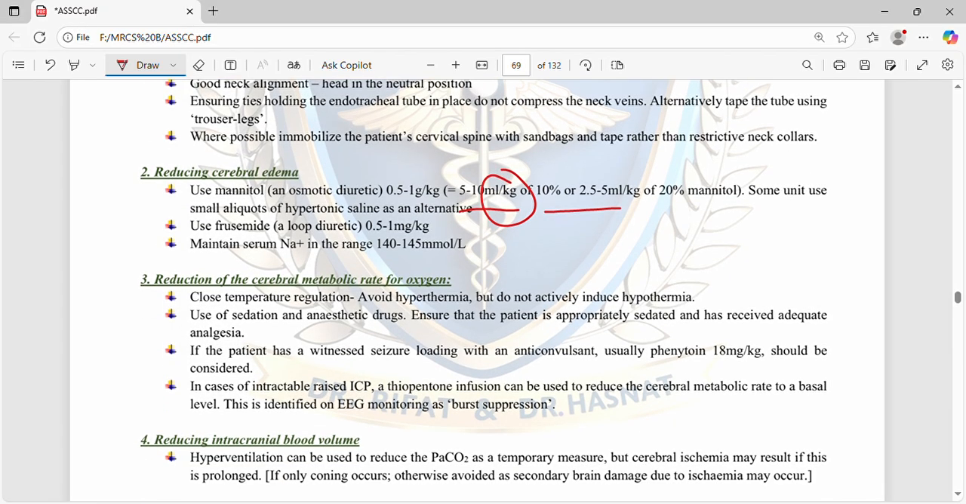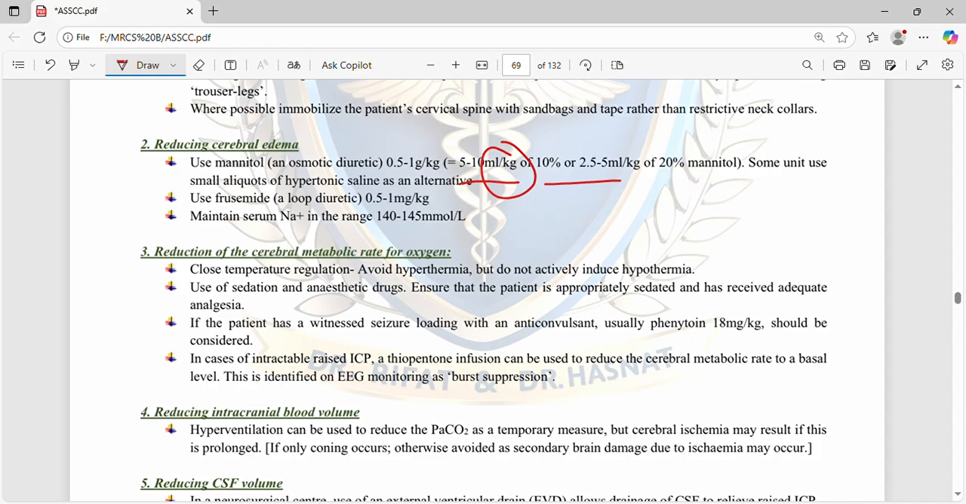Reduction of the cerebral metabolic rate for oxygen: close temperature regulation, avoid hyperthermia but do not actively induce hypothermia. Use of sedation and anesthetic drugs: ensure that the patient is appropriately sedated and has received adequate analgesia. If the patient has a witnessed seizure, loading with an anticonvulsant, usually phenytoin 18 mg per kg, should be considered. In case of intractable raised intracranial pressure, thiopentone infusion can be used to reduce the cerebral metabolic rate.